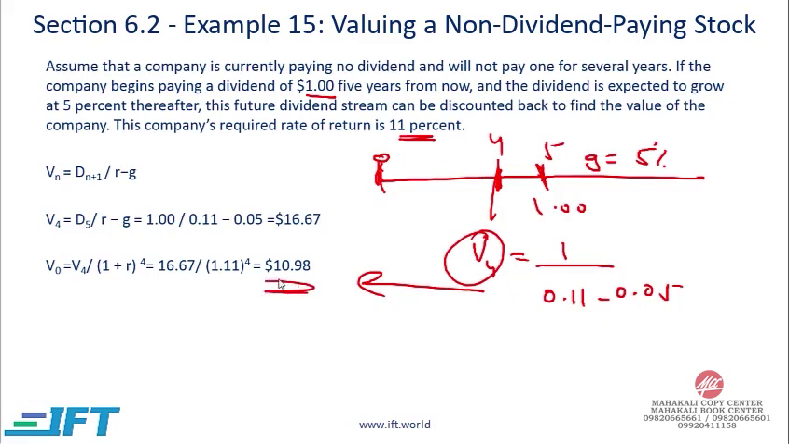The classic mistake that students make at level 1 is when they use the Gordon growth model, they come up with the value, they say that the value is at period 5, and then they discount back 5 periods. But I hope you are beyond that, and you recognize that when you use the Gordon growth model, the value that you get is 1 period before the dividend that you plug in the numerator.